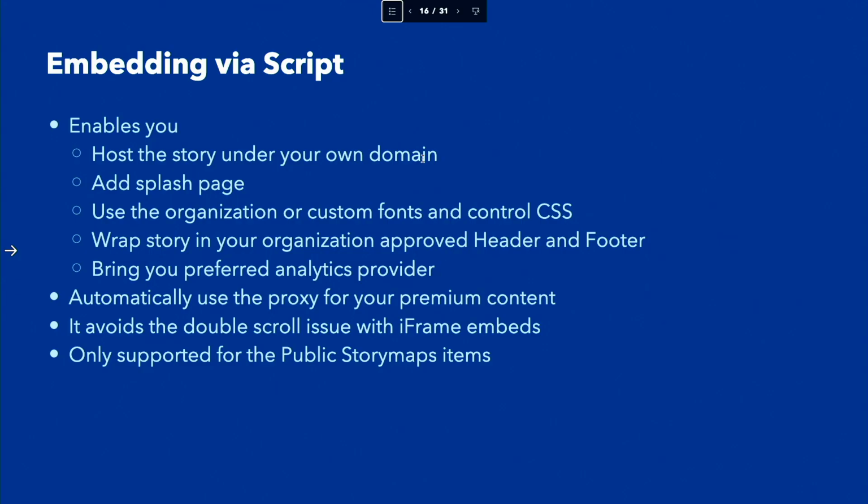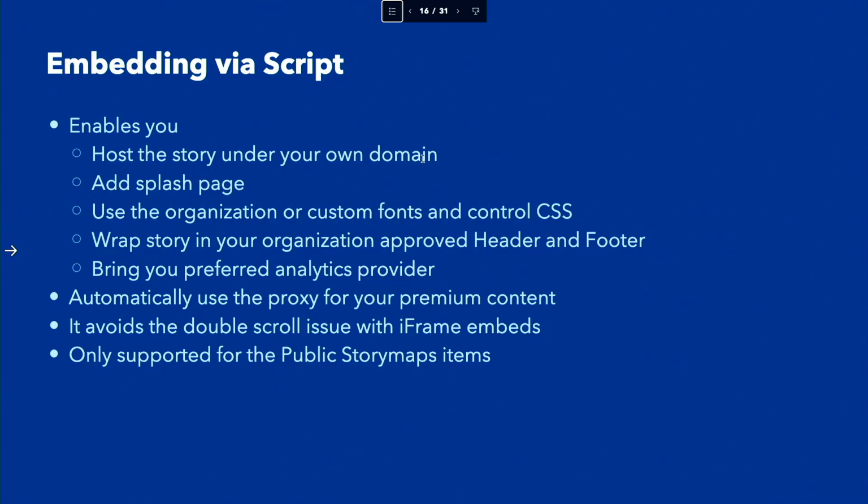Embedding via script not just enables you to put a story within your web page. It's also a solution to have a custom domain. Since it's part of your web page, your audience will never know it's a story map with a different URL. They only see your web page. You can also add a splash page if you want authors to give some information before they read your content. You can also control CSS or use a custom or organization's font to match your entire website. You can also wrap your story with a header and footer the way your other websites have.